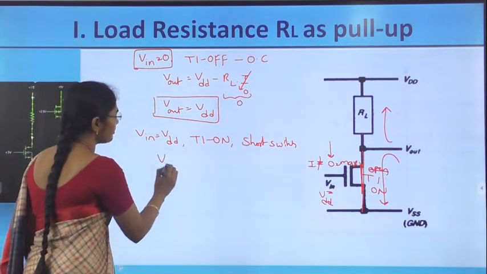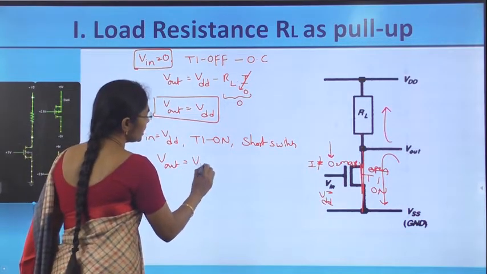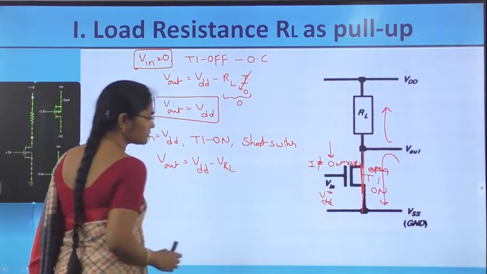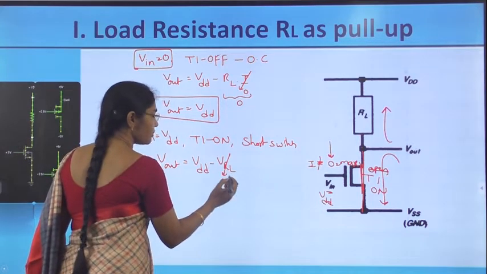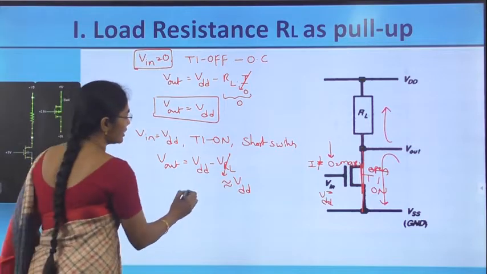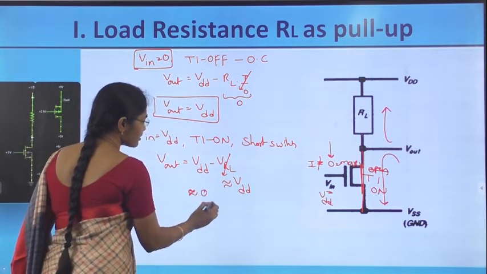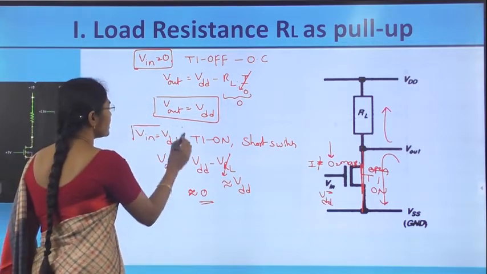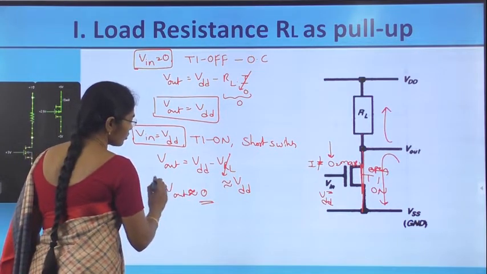Now, what will happen to the Vout? The equation is Vout equal to VDD minus I into RL. Since I is not 0 but maximum, the drop I into RL is approximately equal to VDD. Therefore, VDD minus approximately VDD is approximately equal to 0. So, when the input is equal to VDD, the output Vout is equal to 0.